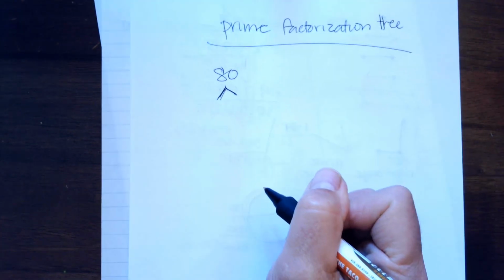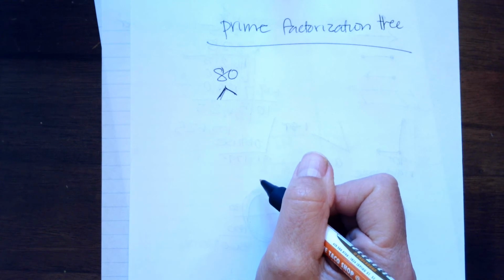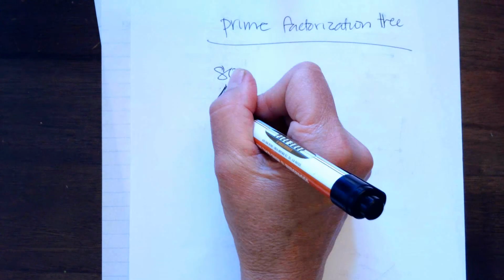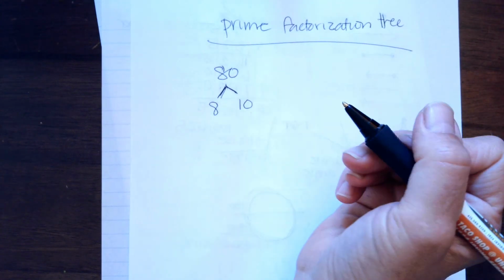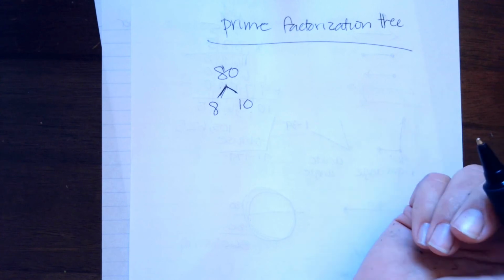Okay, so this is how we're going to do it. You can pick any 2 factors that will make 80 go lower. So what can divide into 80? I'm going to just use 8 and 10. You could use 2 and 40. You can use anything that goes into it. I'm just going to use 8 and 10.